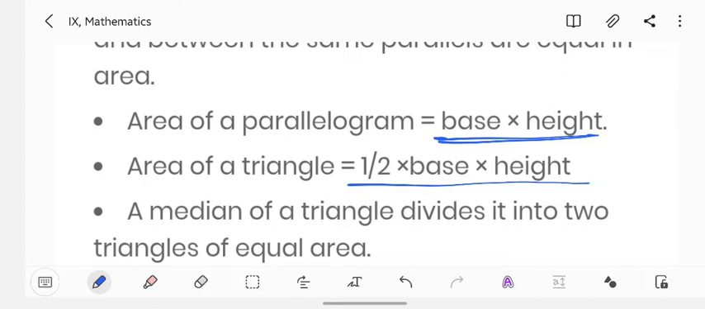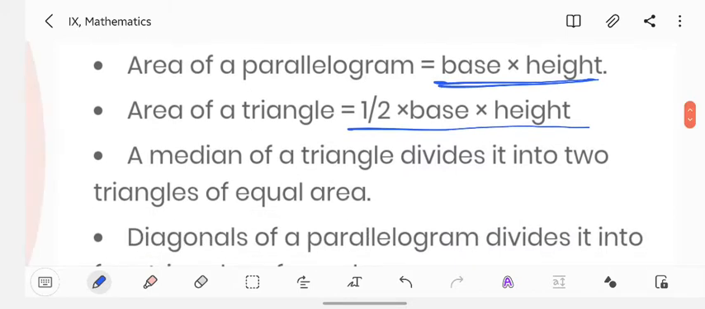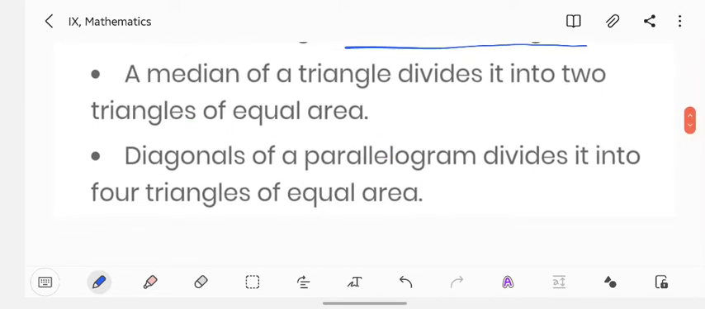However, for the area of a triangle on the basis of sides, we have an equilateral triangle, an isosceles triangle, and a scalene triangle. For all these three triangles, the formula differs. For a scalene triangle, where none of the sides are equal, we apply Heron's formula, right? The median of a triangle divides it into two triangles of equal area. Diagonals of a parallelogram divide it into four triangles of equal area.